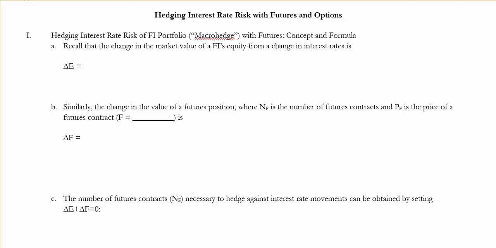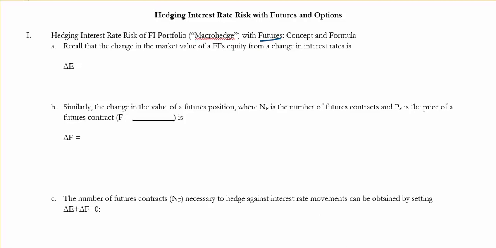We're going to focus on the use of futures and options on bonds to hedge against interest rate movements for a financial institution. First, we're going to talk about using futures for this purpose. We're going to, in the end, solve for the number of futures contracts financial institutions should purchase in order to hedge against interest rate movements.